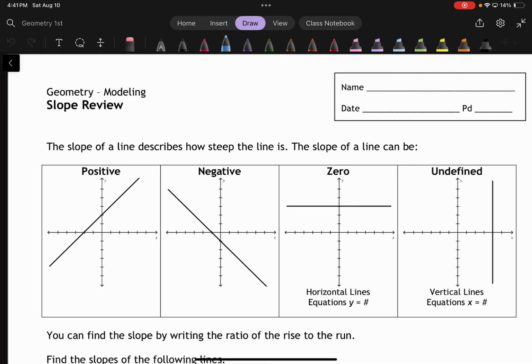We have 4 different types of slopes. So you have your positive slope. Your positive slope is going to be increasing. It's going to be going up from left to right. The way you read a book is the way you read a graph.